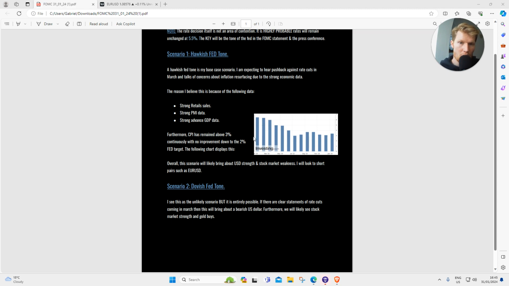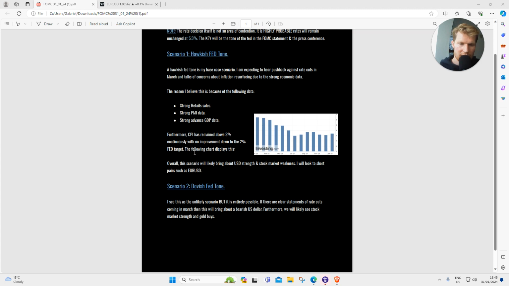If we do get this hawkish Fed tone today, I think that's going to bring a lot of USD strength. It's going to bring some stock market weakness, and we're going to see pairs such as EUR/USD go short. That's what I'm going to look to do anyway.